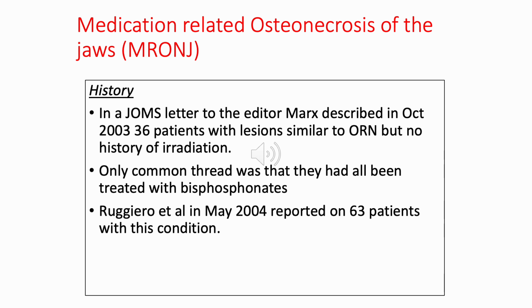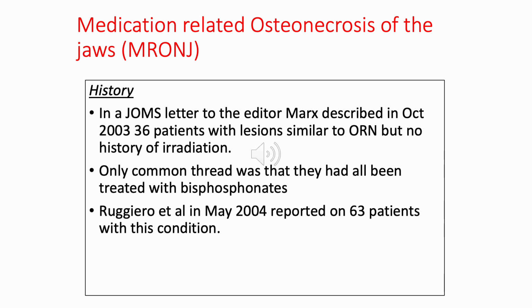Now, the potential complication is something that we now call MRONJ. It used to be called BRONJ, or bisphosphonate-related osteonecrosis of the jaw. But now there are other medications out there that essentially have a similar function as bisphosphonates, but aren't actually bisphosphonates, but still affect bone turnover. So now it is a bigger, more encompassing umbrella term called medication-related osteonecrosis of the jaw, or MRONJ.